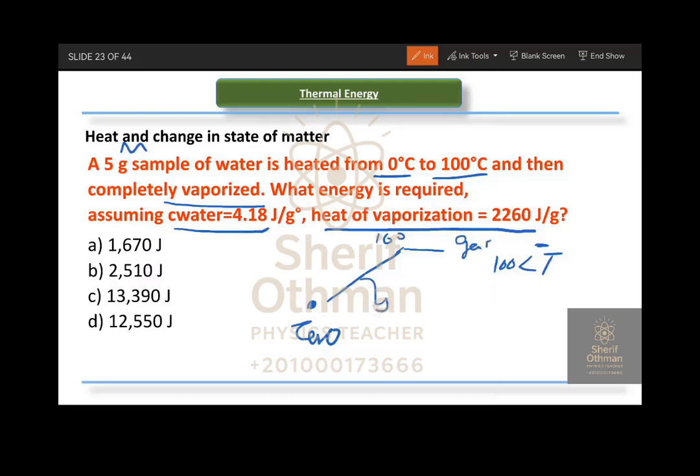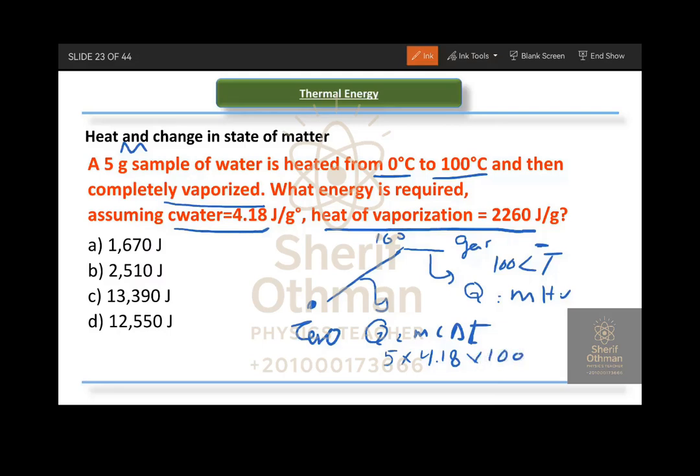This one can be calculated by Q equals m c delta T. And this part can be calculated by Q equals m Hv, heat of vaporization. m is 5 multiplied by c, which is 4.18, and the change in temperature from 0 to 100, which is 100.